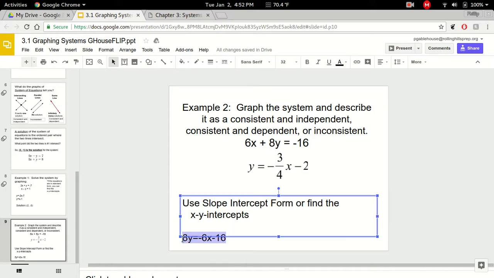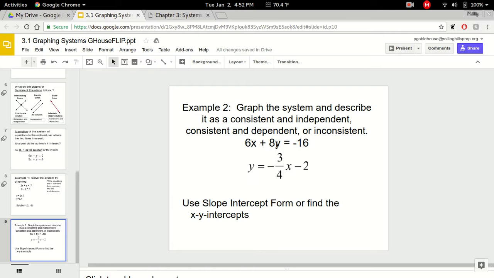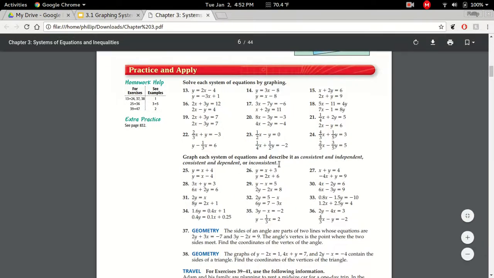So this is that dependent case that we were looking at earlier, where we have the same line. Okay, you guys put everything in y equals mx plus b form, you simplified it out, and lo and behold, you end up with the same line for both lines. So really all we can do here is just graph it and then find the x and y intercepts. In your actual homework assignment, you'll just be asked to graph it and then describe it as either consistent, independent, dependent, or inconsistent. And that's all that you'll have to do there.